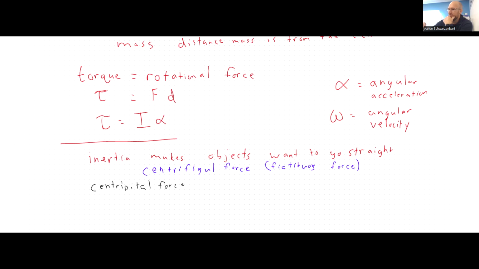What is providing the centripetal force here? The string. So this is a tension force. There is no specific center-seeking force. It's just a general force that seeks towards the center, holding something and making it go around in a corner.